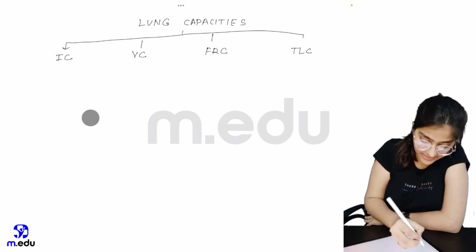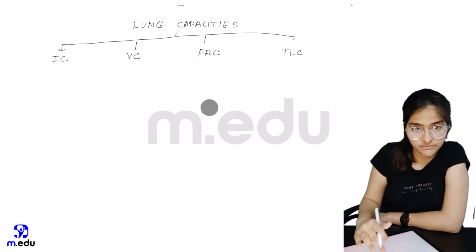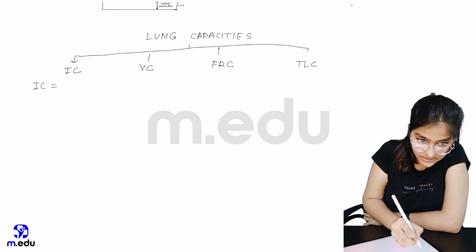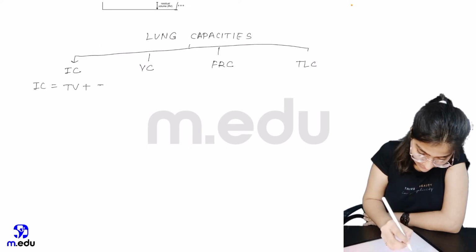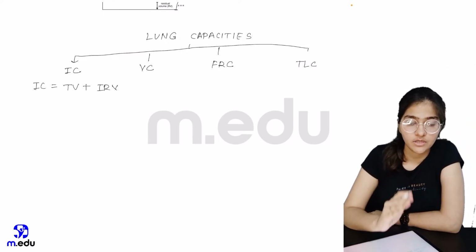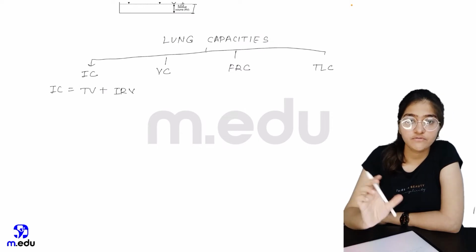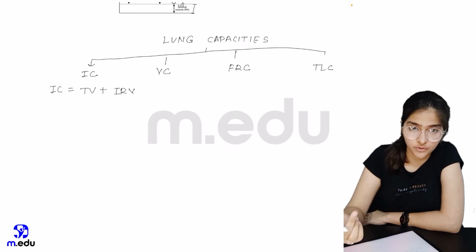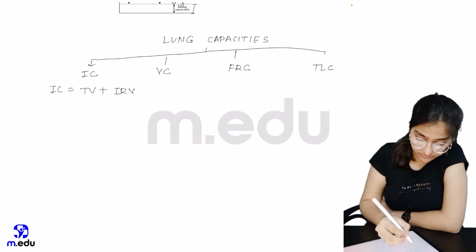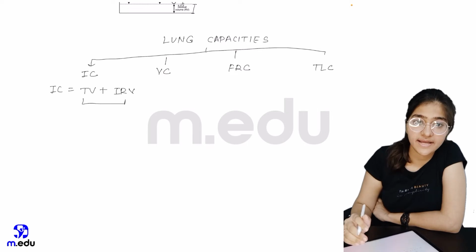The first one, IC. First of all, I would like to share the formula so that it would be easy to define them. So the IC is equal to TV plus IRV. Lung capacities are nothing but just the sum total of the lung volumes. So inspiratory capacity is the sum total of tidal volume and the inspiratory reserve volume. Inspiratory capacity now could be defined as the maximum volume that could be inspired after normal expiration.